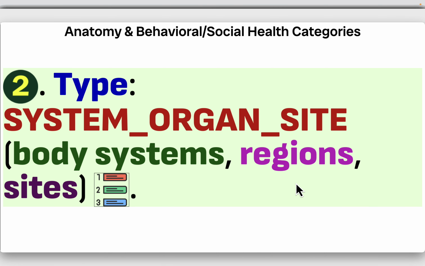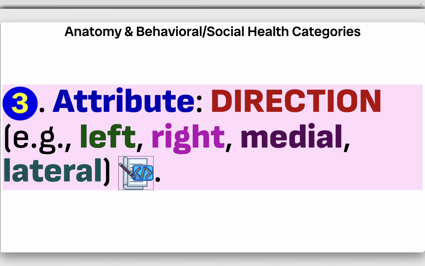Next we have the type. The primary type within anatomy is system organ site, which refers to body systems, anatomical locations or regions, and body sites. Then we have attribute, and a key attribute detected is direction, which includes terms like left, right, medial, lateral, upper, lower, and so on.